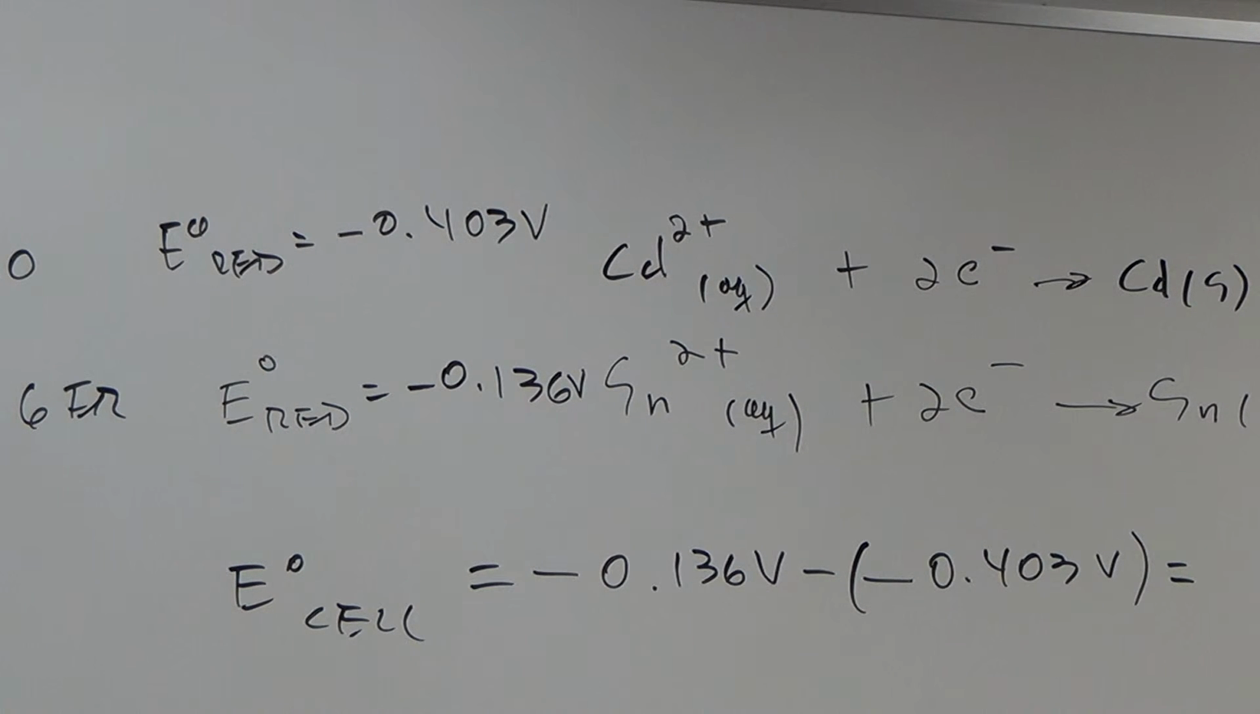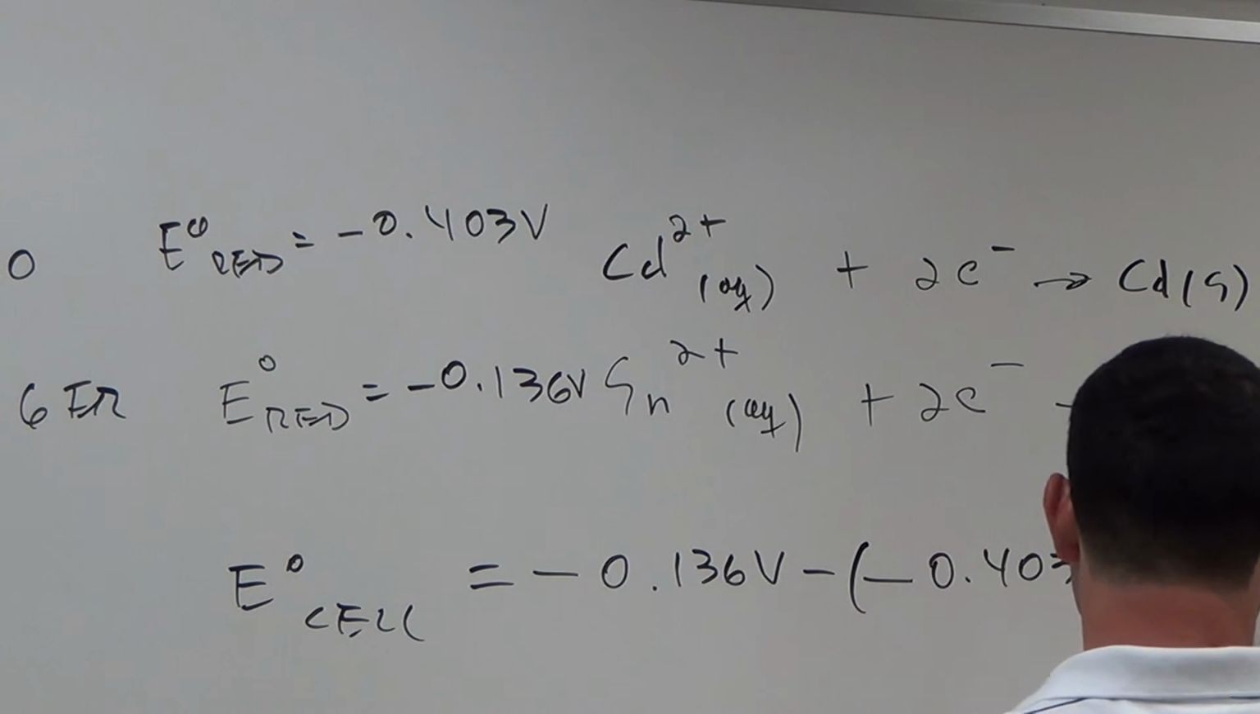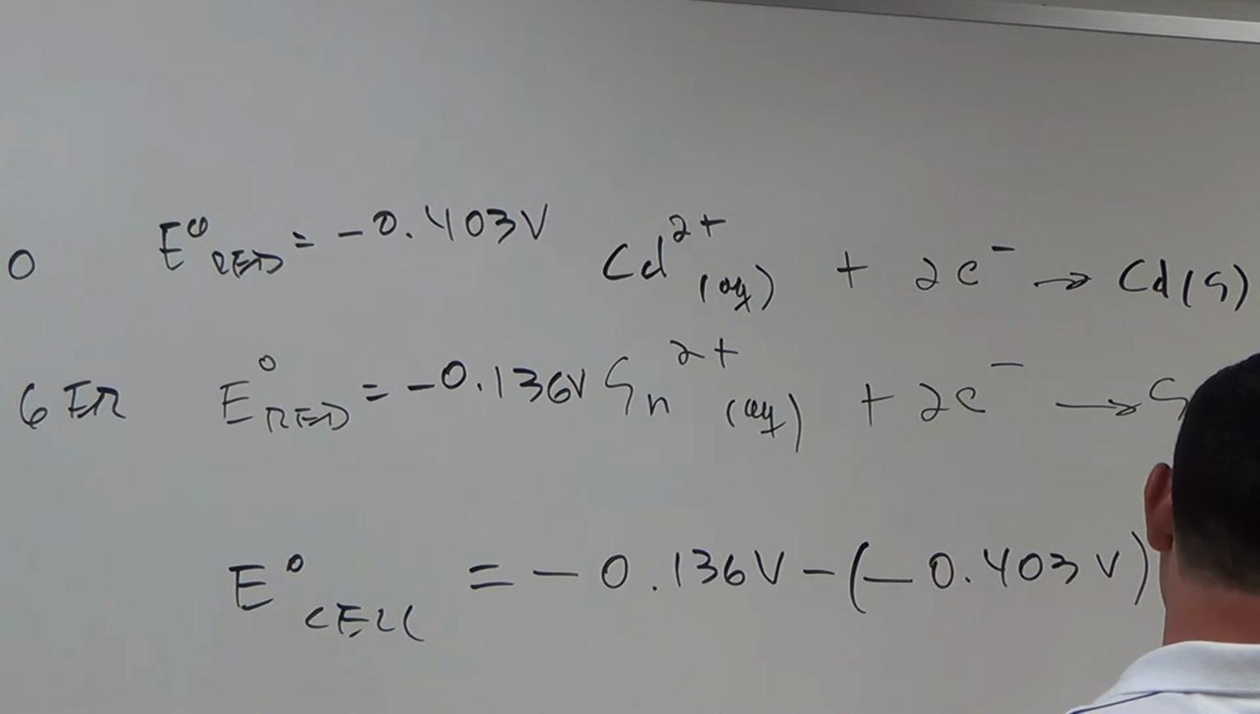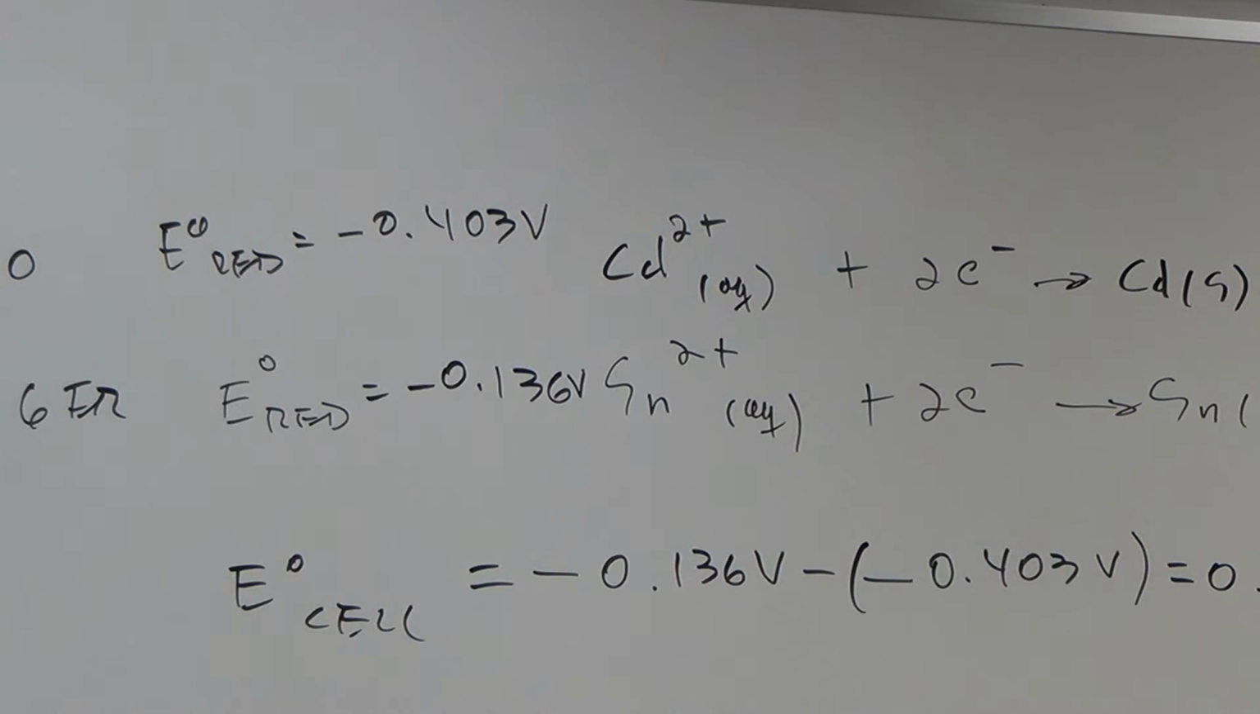0.267. 0.267? Yep. 0.267 what? Volts. Is that positive or negative? Positive. Of course it's positive, we made it positive, yes? We chose it. So let's talk about which one is the reduction. Which one is the reduction? Tell me the reaction for reduction.